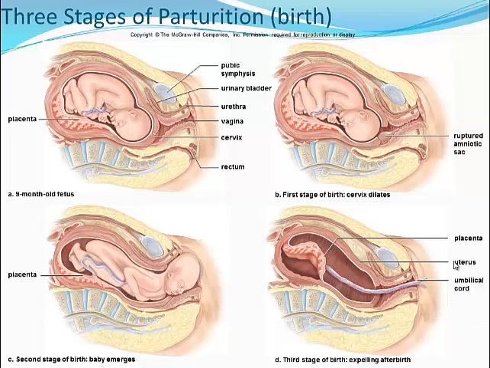Labor, parturition, or birth, is divided into 3 phases. At first, the uterine contractions occur in such a way that the cervical canal slowly disappears as the lower part of the uterus is pulled upward towards the baby's head. This is called effacement, or taking up the cervix. The first stage ends once the cervix is dilated completely.